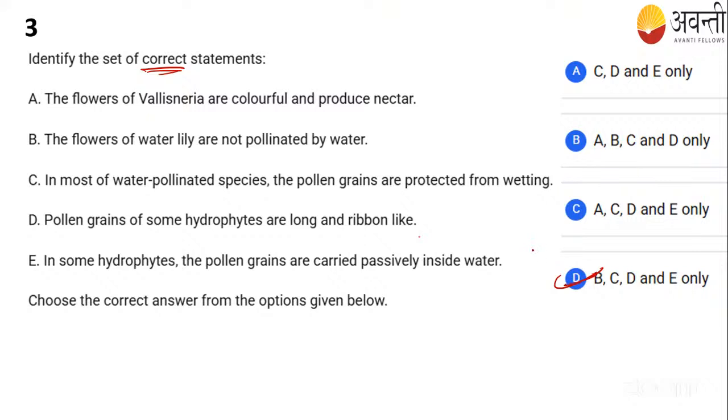Yes, the correct answer for this is option D. Right? Why is option A not correct? The flowers of Vallisneria are colorful and produce nectar. No, it is not going to be pollinated by insects there, so it does not require any color or nectar. Why waste the energy? It is going to be pollinated by water, right? Why would we require that? Yes or no? So that's why it is not colorful, and it will not produce nectar also, because it is not going to attract insects. Other than that, all these statements are correct.